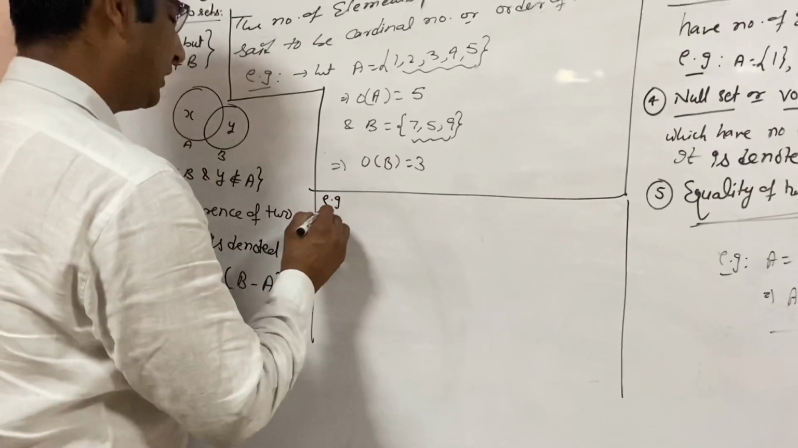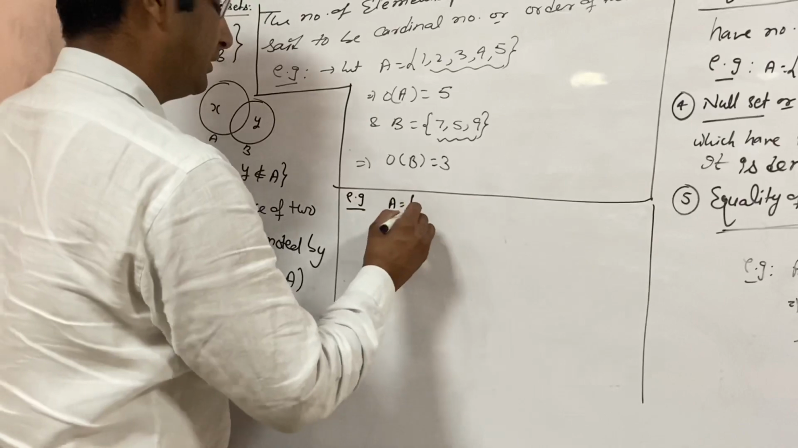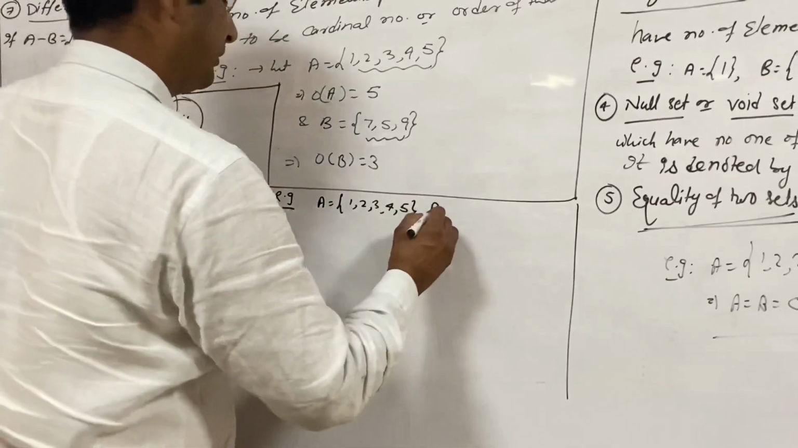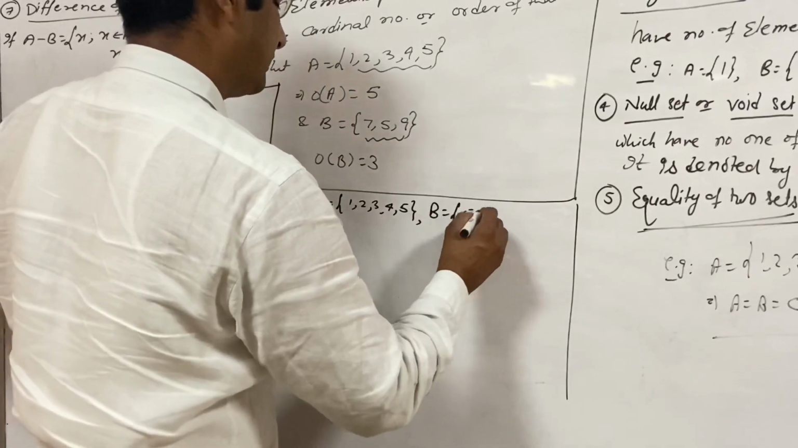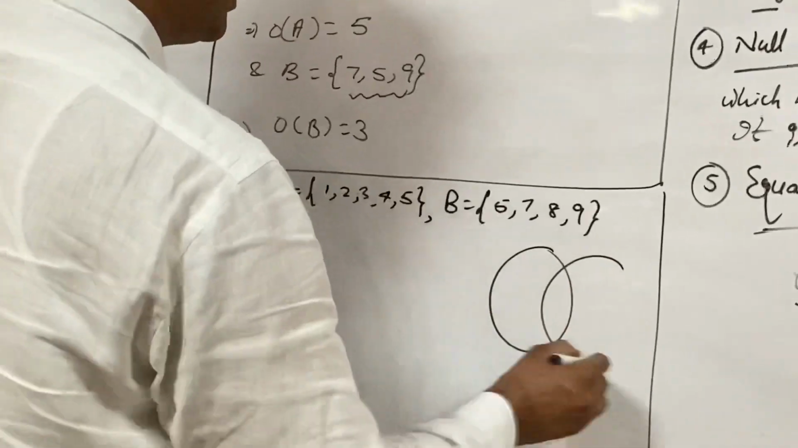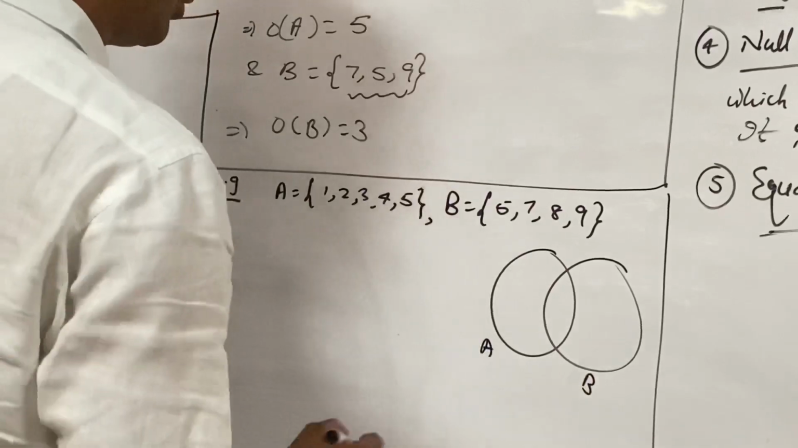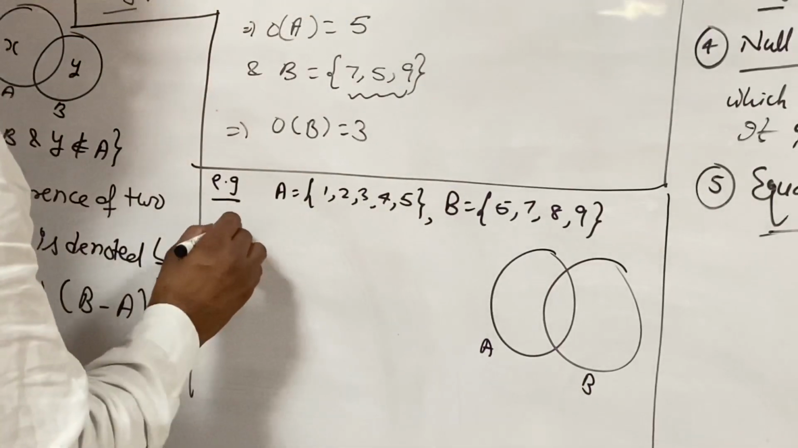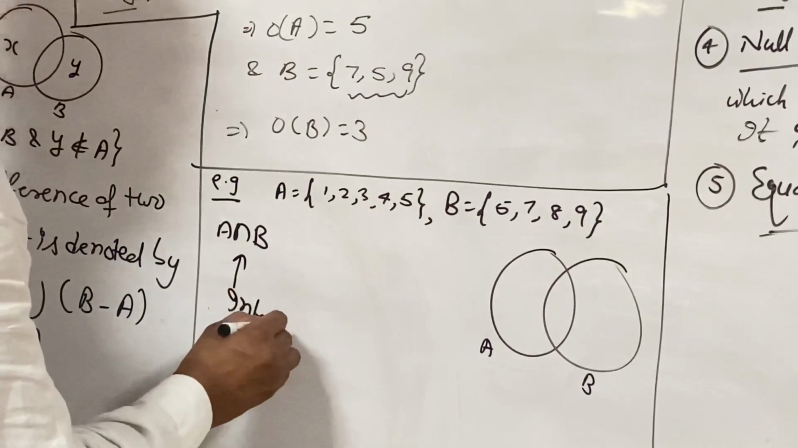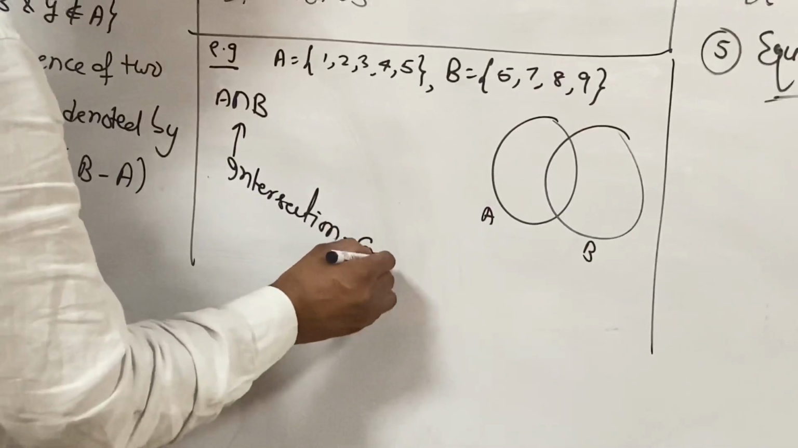Firstly, we have to discuss the example of the difference of two sets. For example, A equal to {1, 2, 3, 4, 5} and B equal to {5, 7, 8, 9}. Then this is set A and this is set B. A attains this and B attains this, and common is A intersection B. This is the symbol of intersection. That will be the common element.